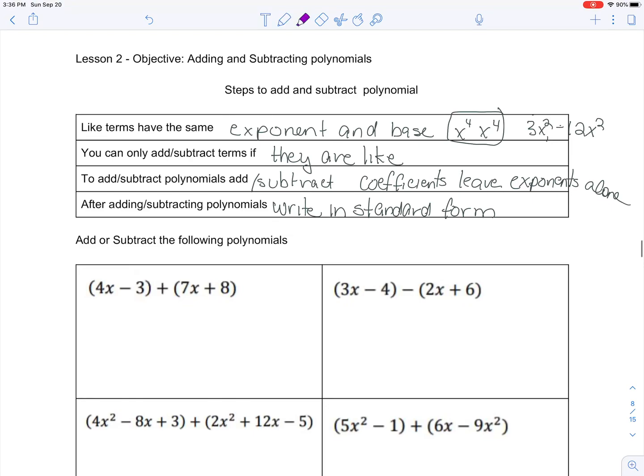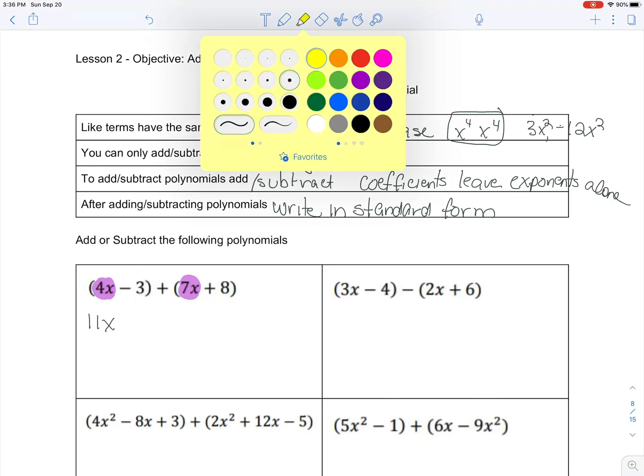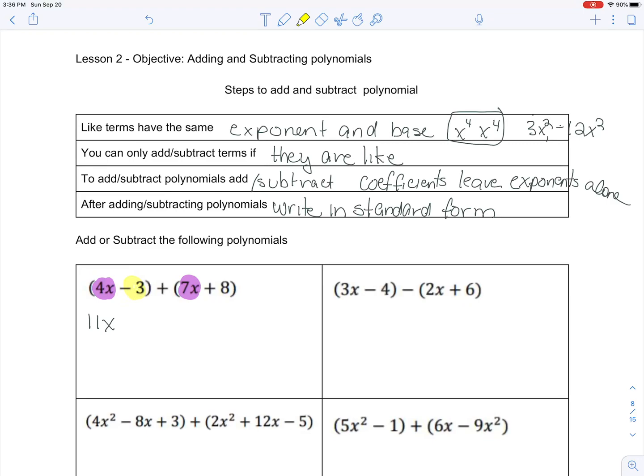So remember, terms are like if they have the same variable and the same exponent. So 4x and 4x are like because they have the same variable, the same exponent is 1, so that would be 11x. Constants are like. So negative 3 and 8 are considered like terms, and that's going to give us plus 5.